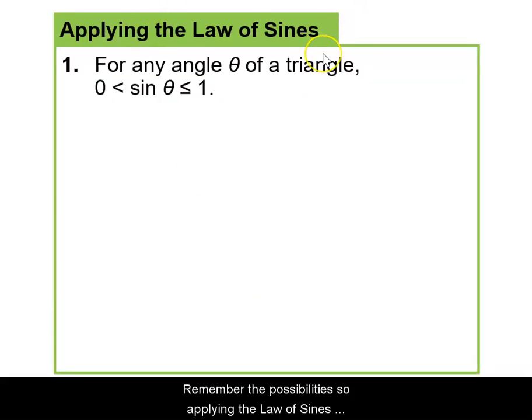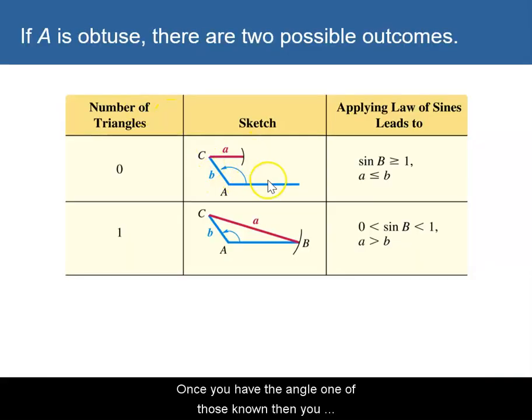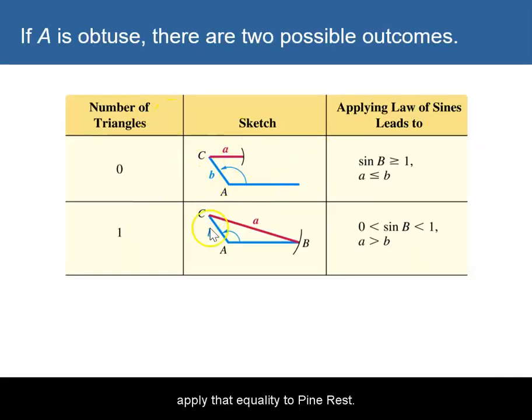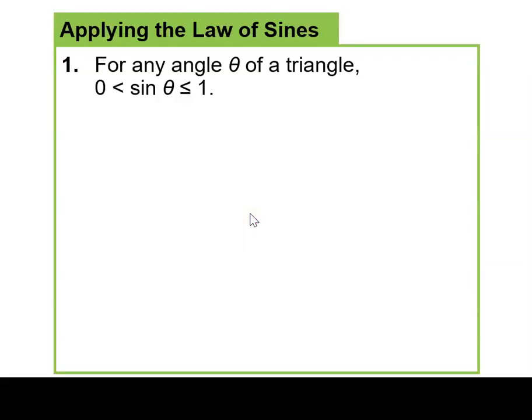So applying the law of sines. Again, the law of sines is that sine of a over a is equal to sine of b over b is equal to sine of c over c, right? So very standard, easy rule to apply. Once you have the angle of one of those known, then you apply that equality to find the rest of the values of your triangle, right? So let's talk again more about applying this.